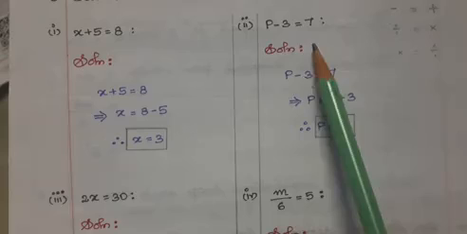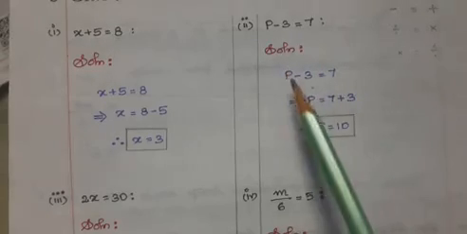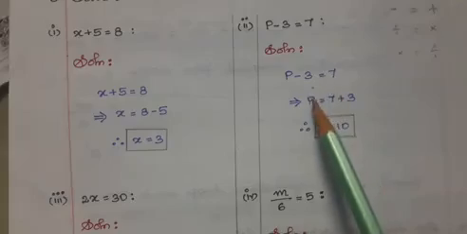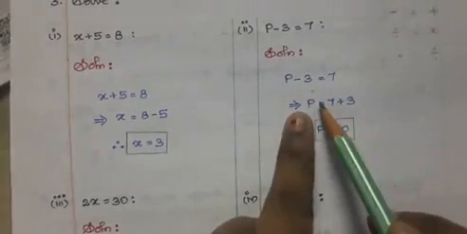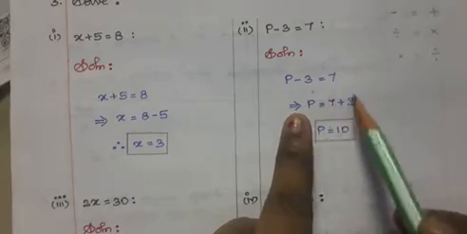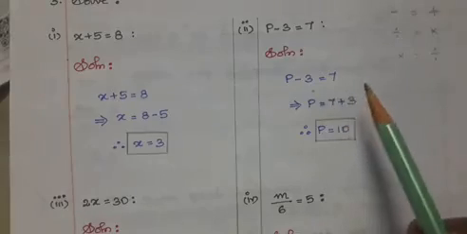p minus 3 is equal to 7. Solution: p minus 3 is equal to 7 implies, have that unknown in the left hand side. Always the value which you don't know should be in the left hand side. For this equal to, this is the left side and this is the right side. Therefore, we call this side the left hand side and this side the right hand side.